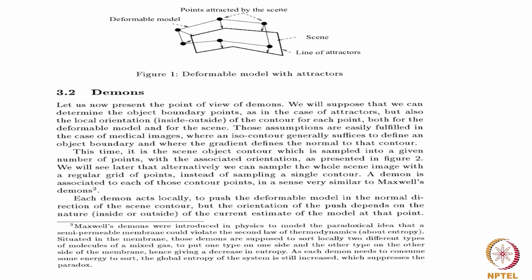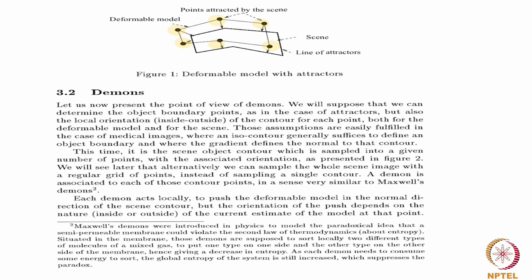Now, if we have these contours, then on the boundaries of these contours, we can position these so-called demons, like shown here. These are just points on the contour. In this case, there are two contours. One is, as the author calls it, the scene, and the other is the deformable model. The scene is basically the fixed image, and the model is the moving image. We denote them by F and G respectively, right?